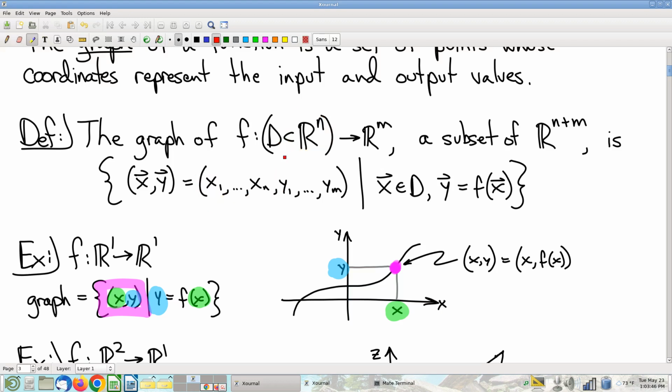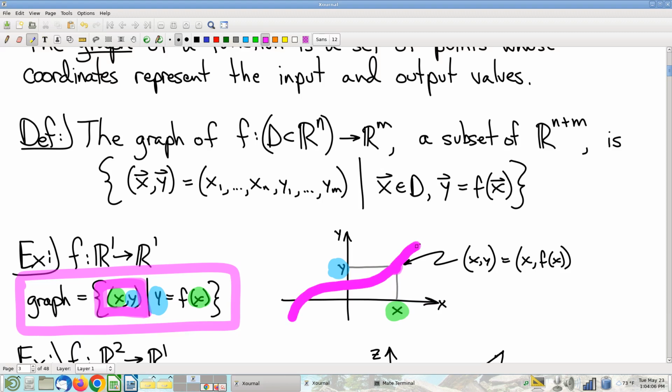Okay, so, point on the graph. Again, green is the input coordinate, blue is the output coordinate. You see that algebraically here, you see that geometrically over here. The ordered pair, then, is a point on the graph, and the entire graph is what you get when you look at all such points. So, hopefully familiar. We're being a little bit more precise about this than perhaps you were in high school calculus and algebra classes, but that's going to be important going forward.